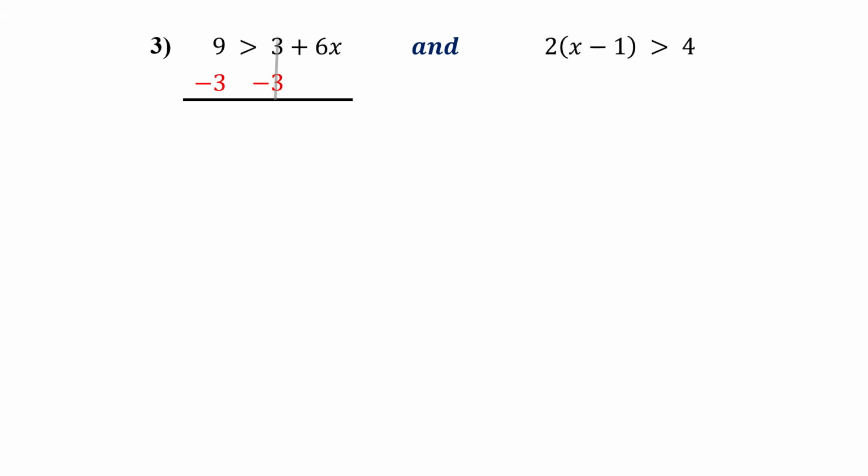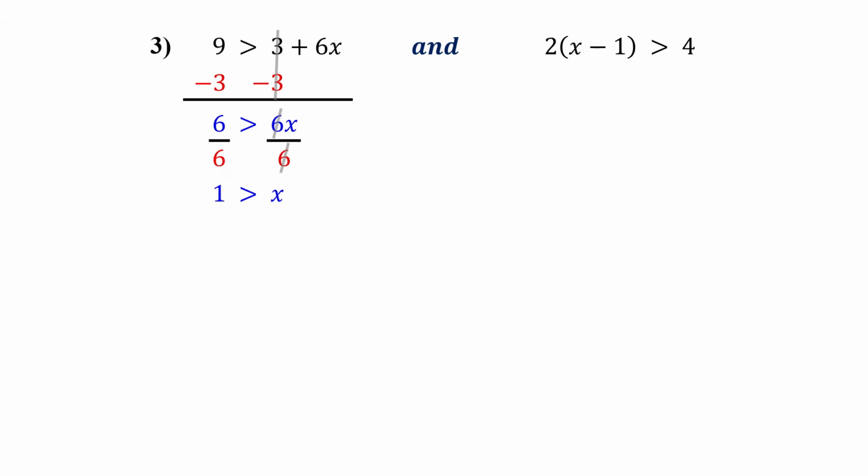For the first one, start by isolating 6x, by subtracting 3 from both sides. On the right, the 3's cancel out, leaving 6x. On the left, we get 6, right? Now divide both sides by 6 to isolate x. The 6's cancel, leaving x. And 6 divided by 6 is 1.